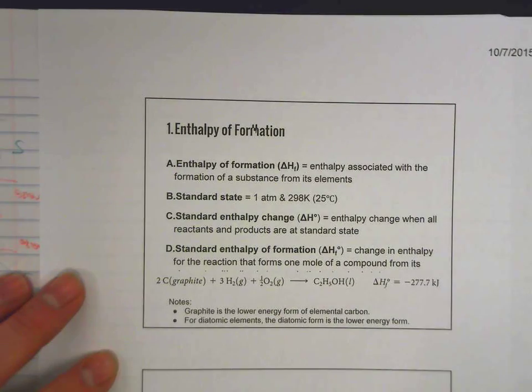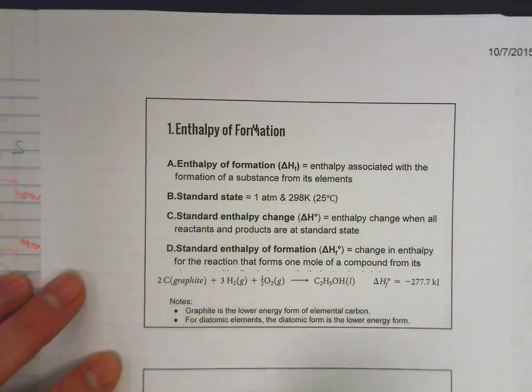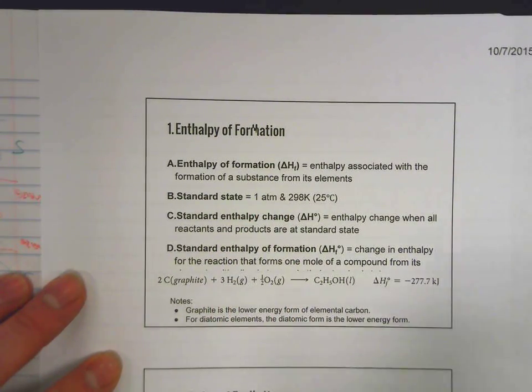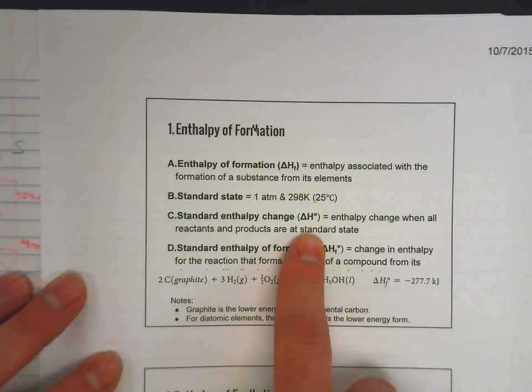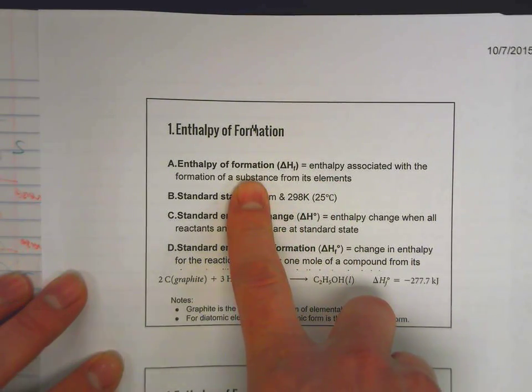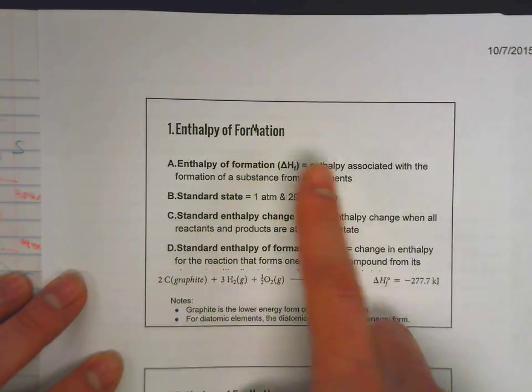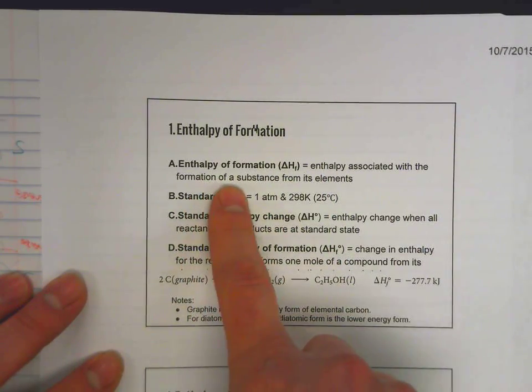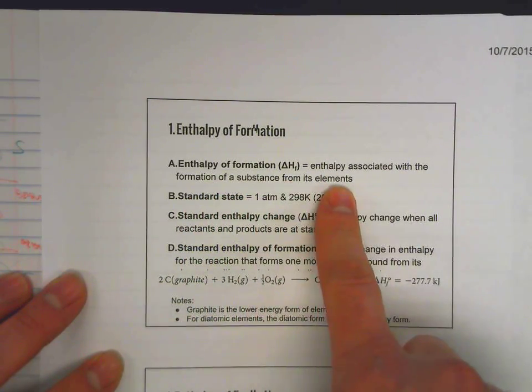Now, if we standardize this idea, we can get an even more useful idea. So we have to define the standard state, and under these conditions we can have an enthalpy that's standardized. Now we're going to deal with the enthalpy of formation. This is the enthalpy associated with the formation of a substance from its elements.